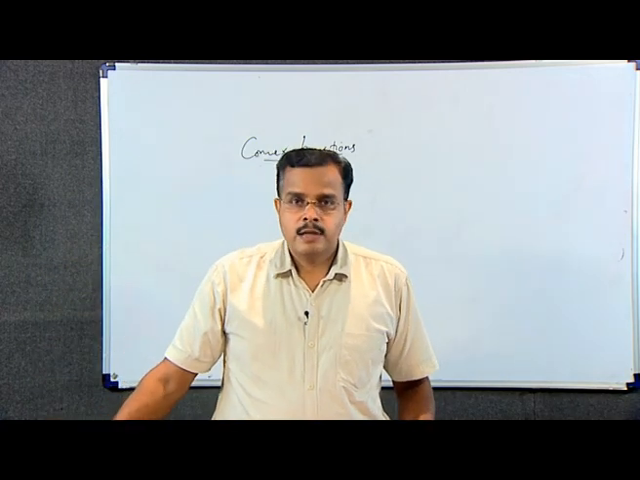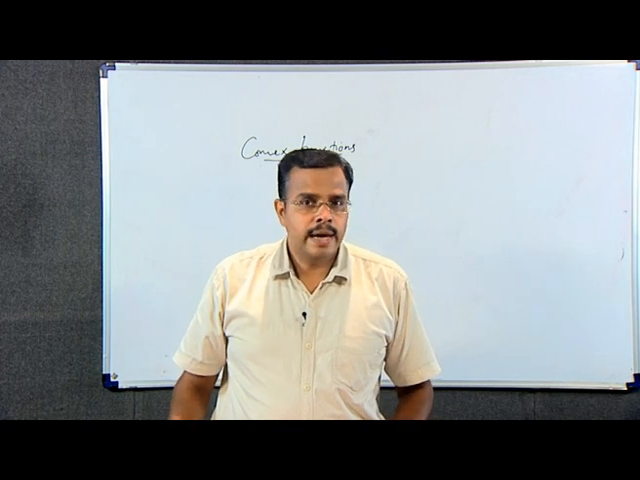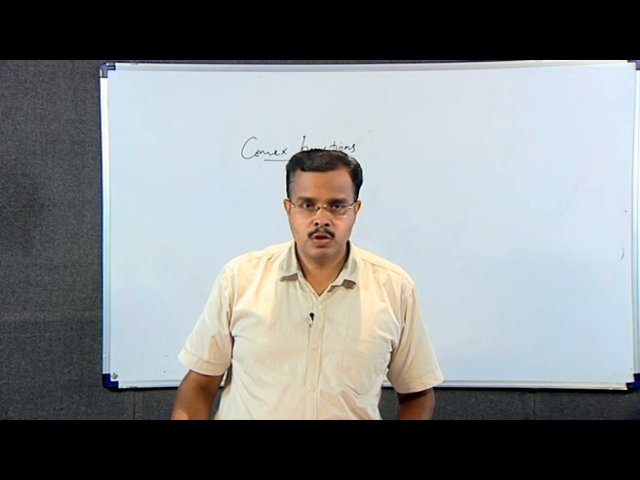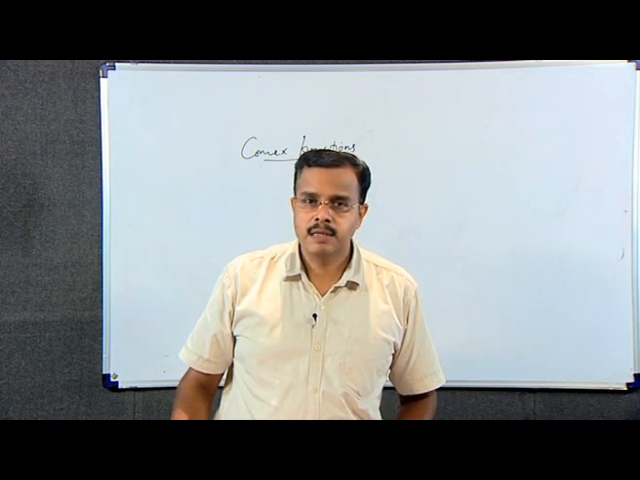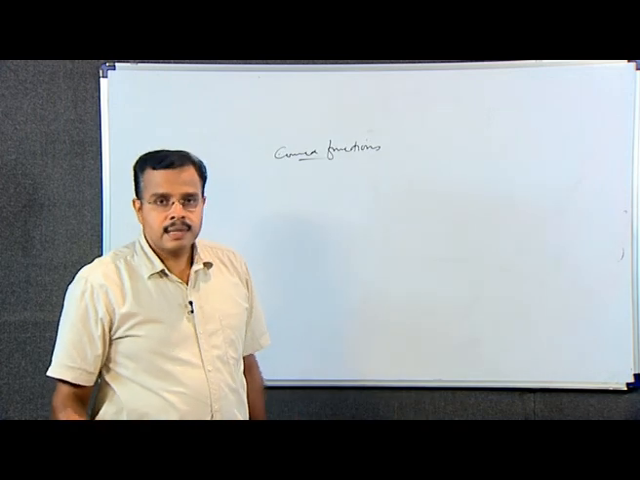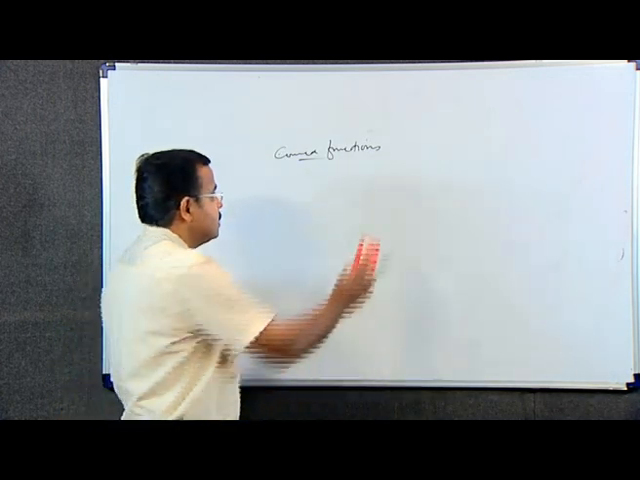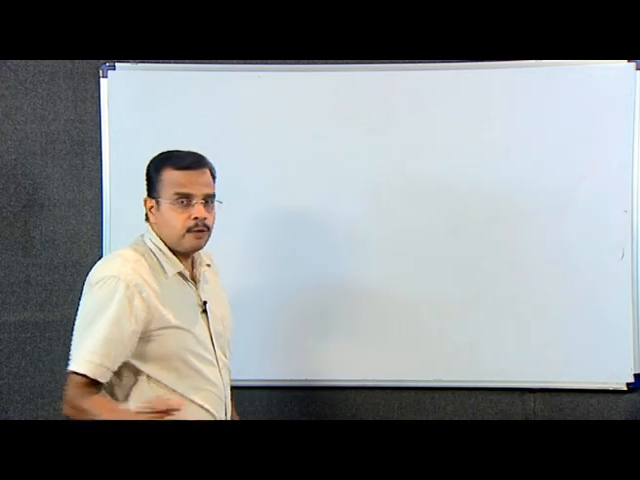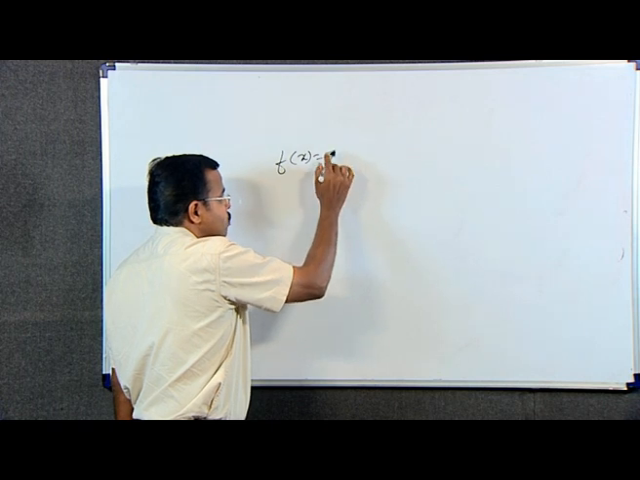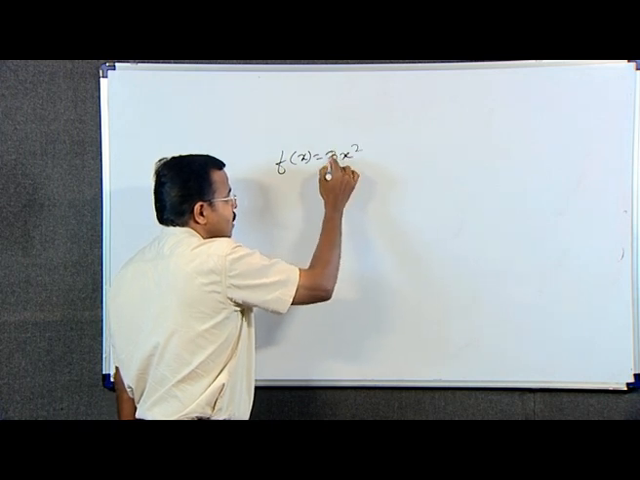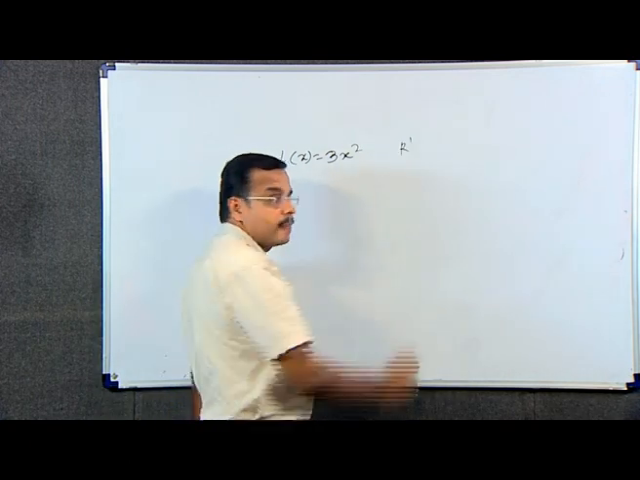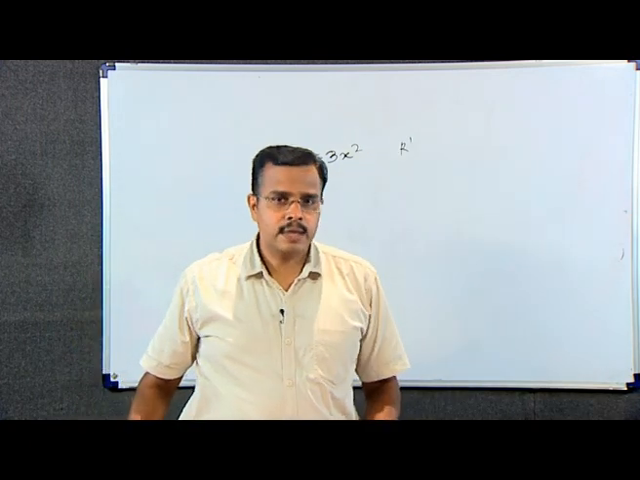Notice that x1 and x2 are any 2 points and x is such that x equals (1 minus lambda) times x1 plus lambda times x2 for some lambda such that 0 is less than or equal to lambda, which is less than or equal to 1. Next we can consider a problem. Show that the function f of x equal to 3x square over the real line is a convex function.